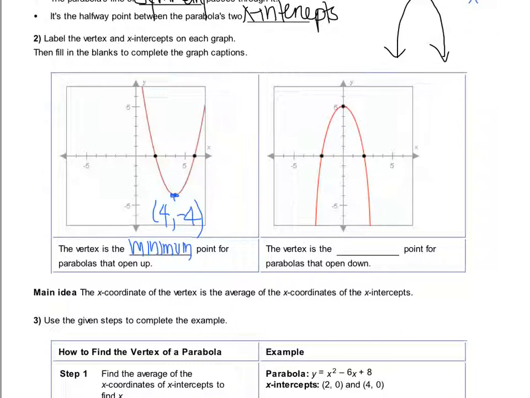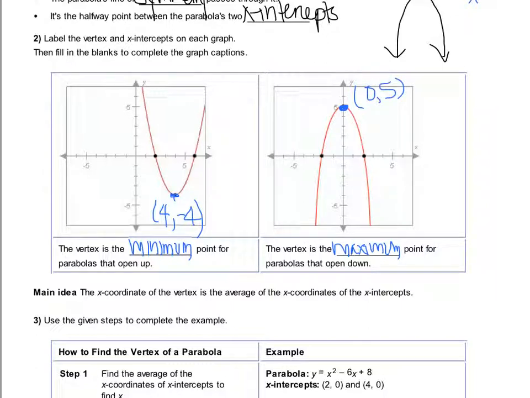Over on the parabola to the right, my vertex in this case is the point at the top. So the vertex is the maximum point for the parabola that opens down. The coordinates of this vertex would be 0, 5.